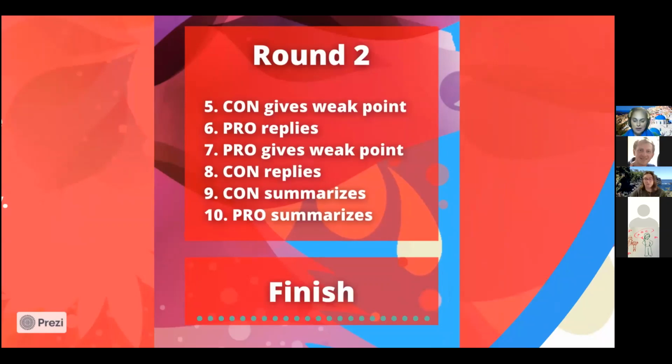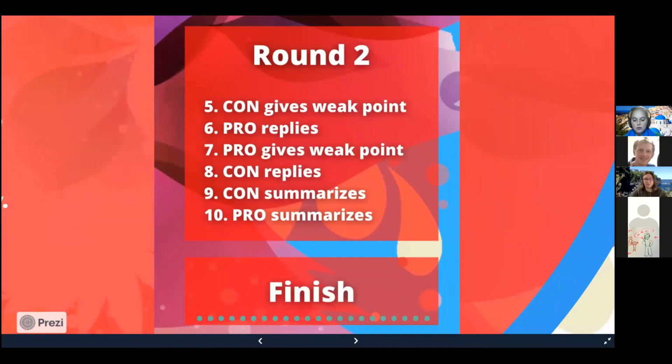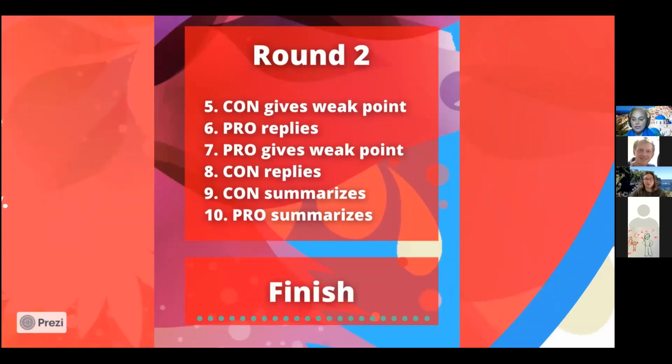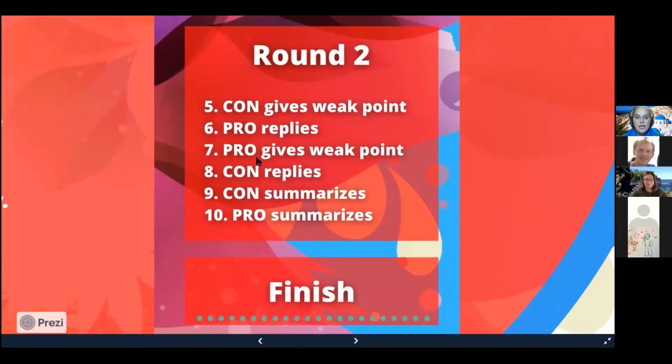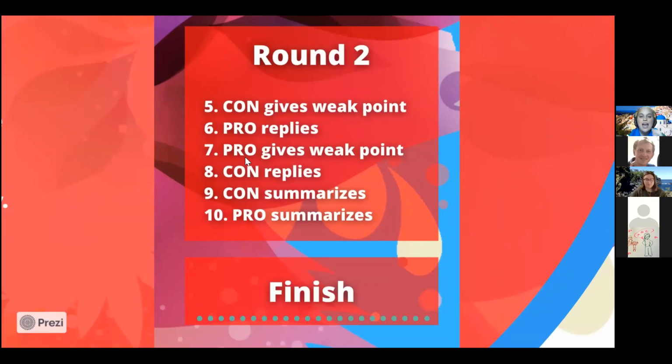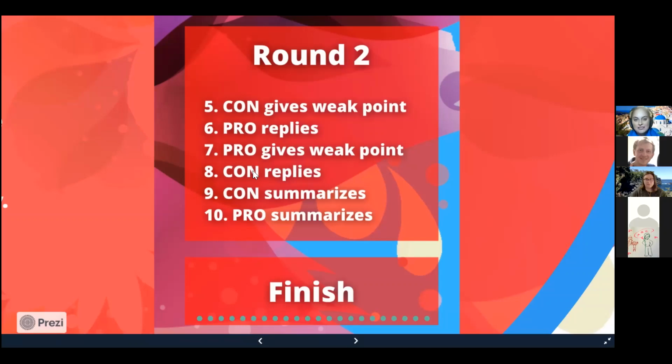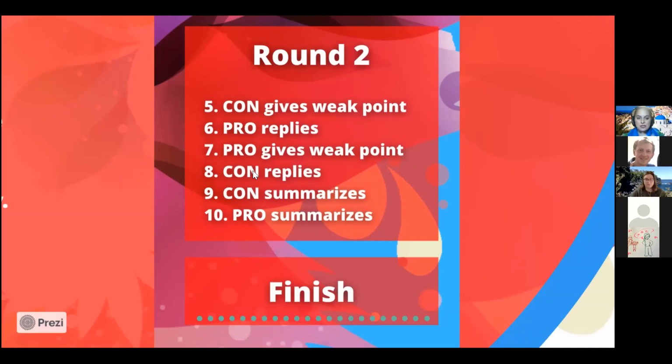And then in round 2, the con team gives the weak points about the other team's arguments, and the pro team replies. This is called the rebuttal and refutation section. Then the pro team gives the weak points of the other team's arguments, and the con team replies to defend their argument. And then at the end, they both summarize, and the debate finishes.